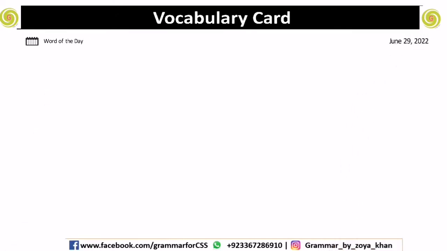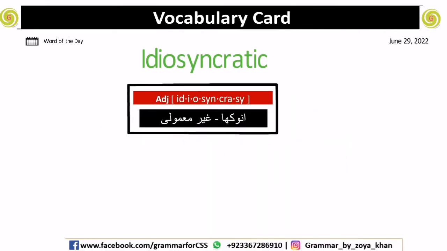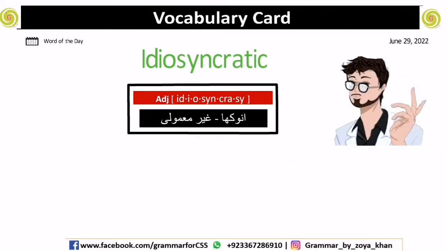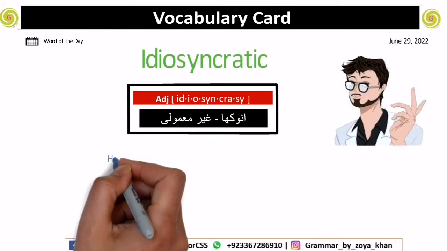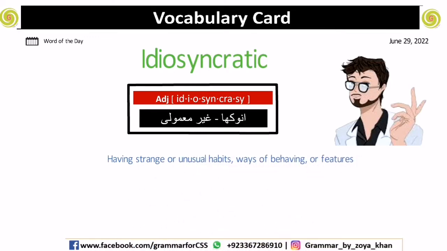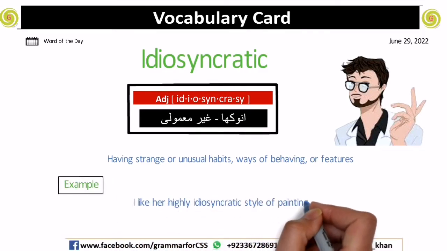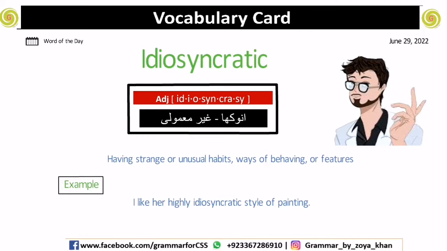Let's learn a new word today, and our today's word is idiosyncratic. Idiosyncratic is an adjective. उर्दू में इसे कहा जाता है अनोखा, गैर मामूली. English meaning: having strange or unusual habits, ways of behaving or features. Let's see the example sentence now. I like her highly idiosyncratic style of painting.